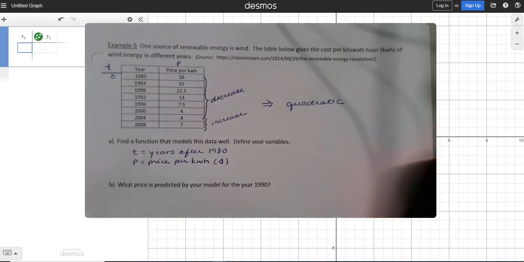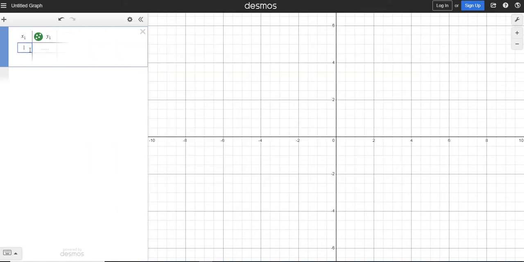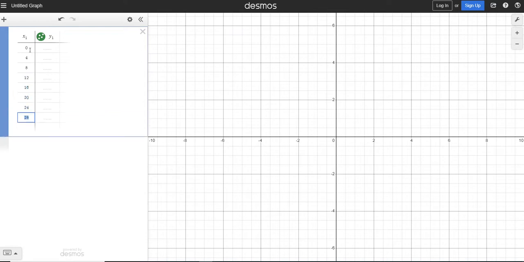So, putting this data in, t equals 0 is 1980, so we would then have 4, 8, 12, 16, 20, 24, and 28. It goes every 4 years. And I'm going to put the prices per kilowatt hour of wind energy. All right, and I'm going to do a zoom fit on this.